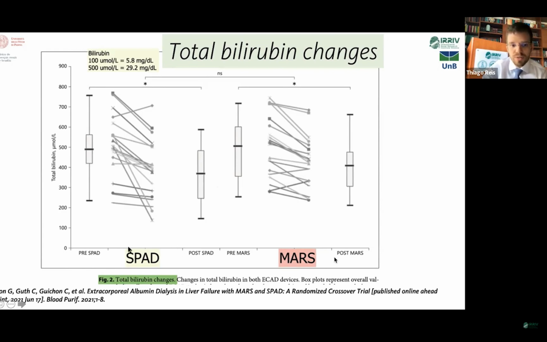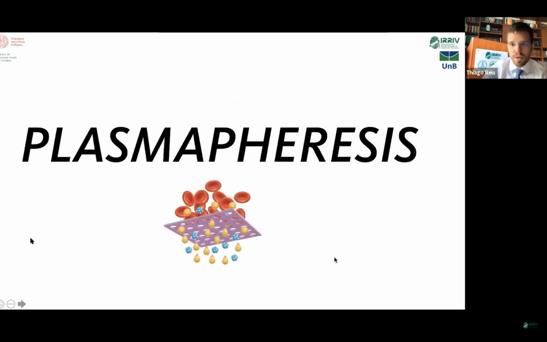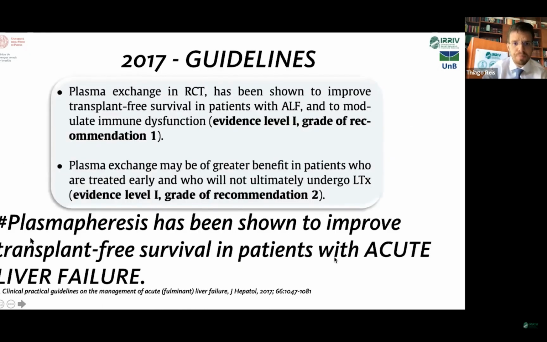And one advantage of SPAD is that you can apply it in any service where you just need to have a CRRT machine. So it's more widely available, let's say. Another therapy for patients with liver failure is plasmapheresis. So this was the statement in the guidelines.